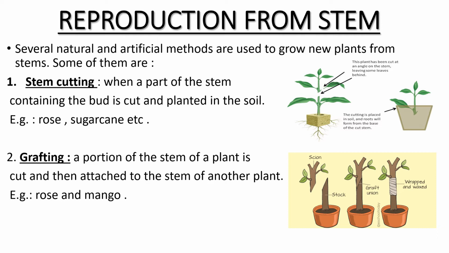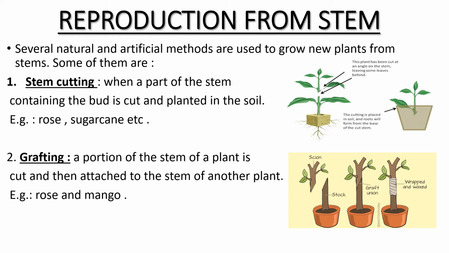So first let us recall how the seed develops into a new plant when it gets all the favorable conditions required for it. And those favorable conditions were sunlight, water and air. But now we will learn how we can produce new plants from other plant parts, and these plant parts may be stem, leaf, spores and many others. So now first we will start with reproduction from stem.